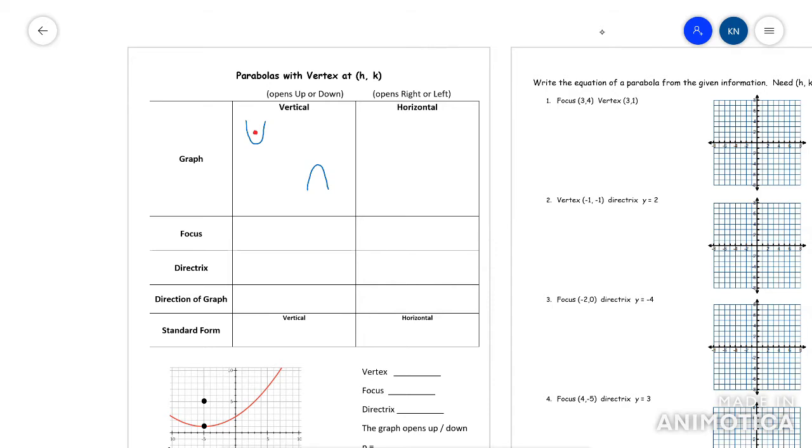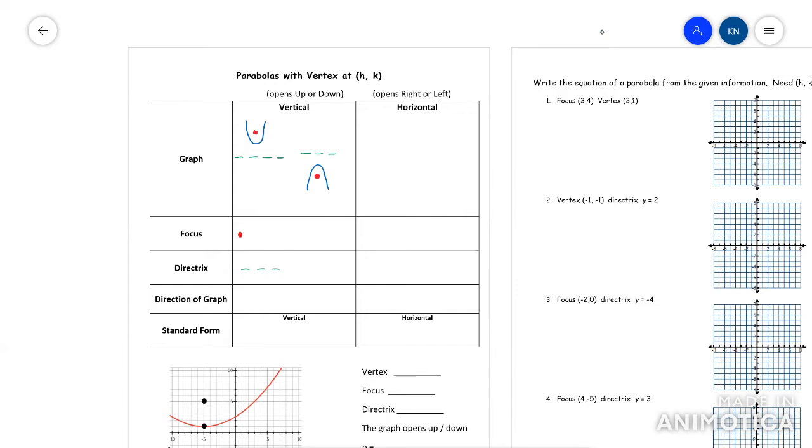This is a dot that goes on the inside of the parabola. So like if it was going down, it would be right here. So the focus is the red dot. They also have what's called a directrix. It's kind of like a line on the far side of the parabola, opposite of the focus. So the directrix is this green dotted line.